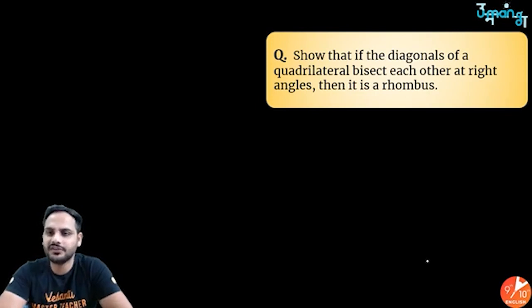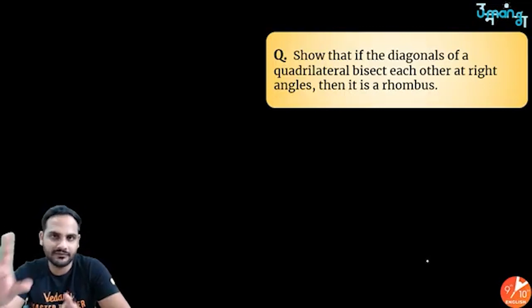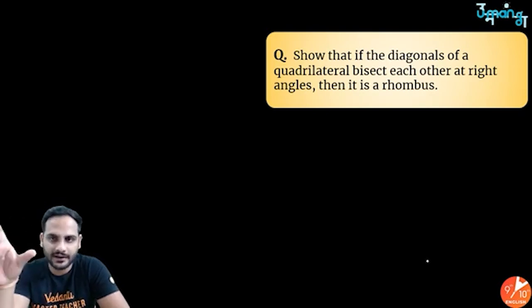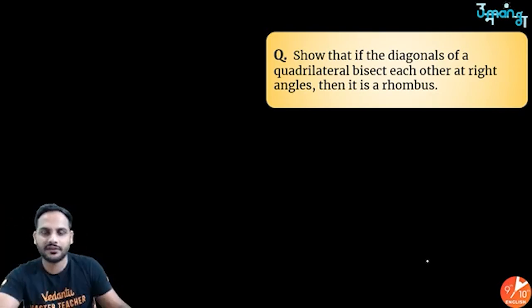So next question is, show that if the diagonals of a quadrilateral bisect each other at right angles, then it is a rhombus. What is the question saying? If the diagonals of a quadrilateral, so we have been given a quadrilateral, and in this quadrilateral diagonals are bisecting each other at right angles. So we have to prove that it is a rhombus.